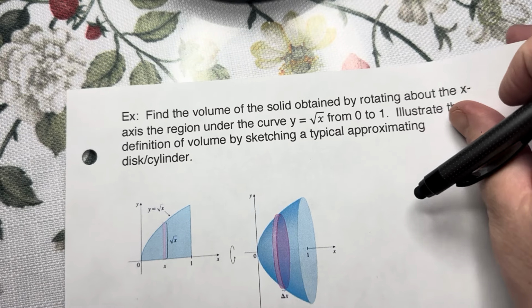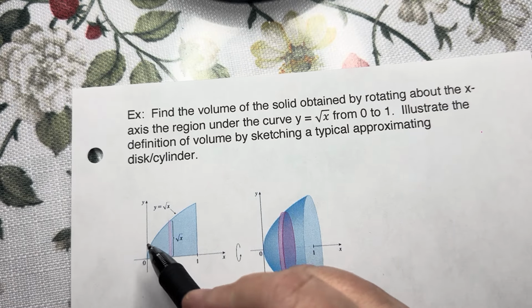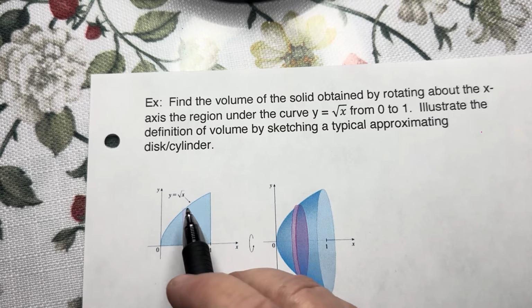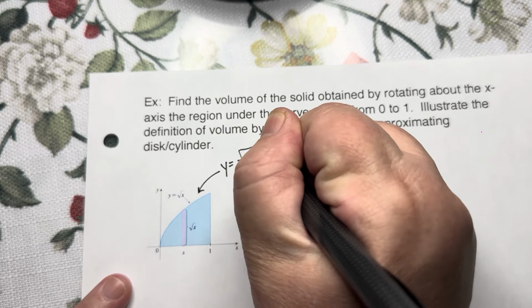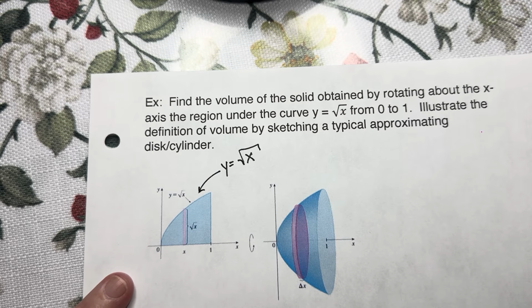So, why is it curved? Well, it's curved because, and this is very small, I took it from the book. So right here, this is y equals radical x. You can find it in the book if you want to look.